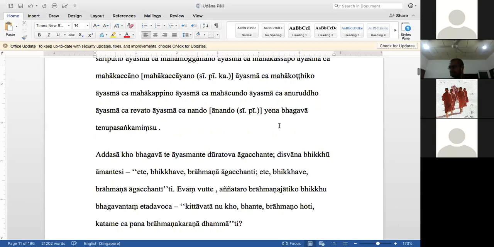Kittavata nu kho bhante brahmano hoti, katame ca pana brahmanakarana dhamma? Venerable Sir, to what extent is one a Brahmin? What are the qualities that make someone a Brahmin?